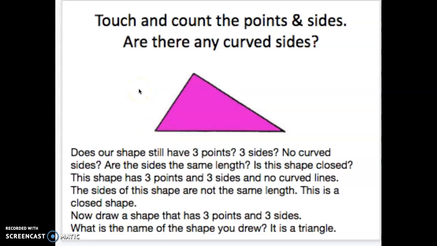No curved sides. Are the sides the same length? Is this shape closed? This shape has 3 points and 3 sides and no curved lines. The sides of this shape are not the same length. This is a closed shape. Now I want you to draw a shape that has 3 points and 3 sides. What is the name of the shape that you drew? A shape with 3 points and 3 sides is a triangle.